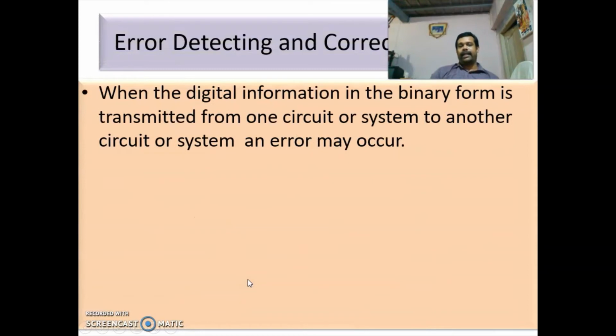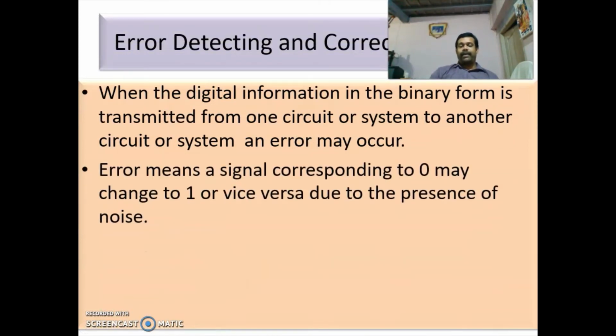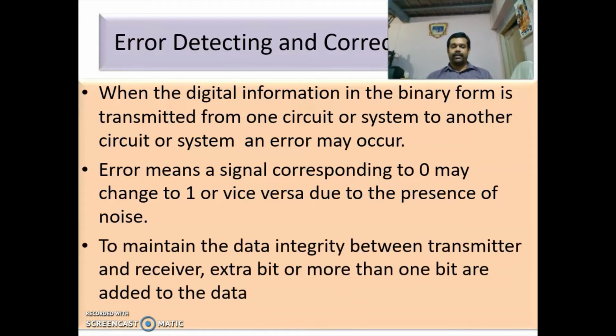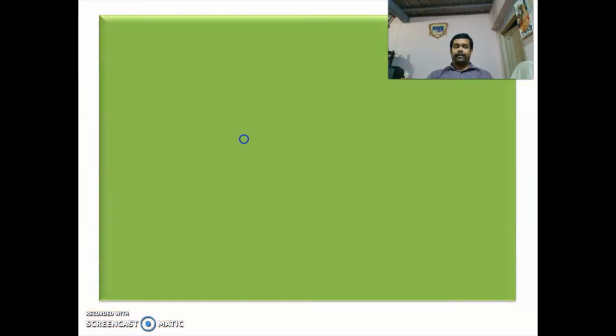Now, error detecting and error correcting codes. When digital information in binary form is transmitted from one circuit or system to another circuit or system, error may occur. So when you are transmitting digital information, there is a possibility of error. Error means the signal will change from 1 to 0 or from 0 to 1 due to the presence of noise. So in order to maintain the data integrity between transmitter and receiver, one more extra bit is added to the data.